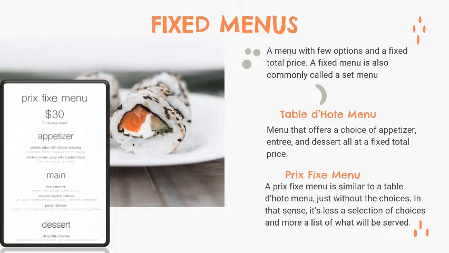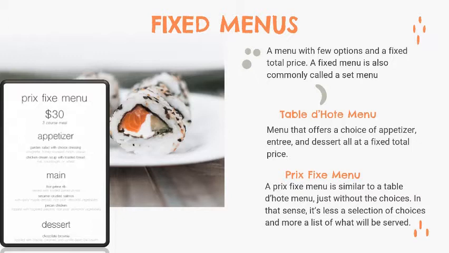Lastly, a fixed menu. A fixed menu, also commonly called a set menu, has two common types, which are the tabletop menu and the prix-fixe menu. A common tabletop setup has a diner choosing one appetizer from two options, one entree from two or three options, and one dessert from two options, and the total price doesn't change. The fact that there are few options at a set total price makes it a fixed menu, but with some variability.